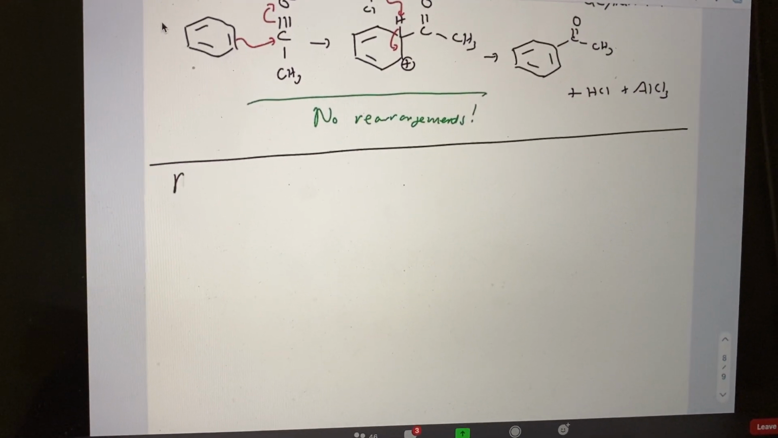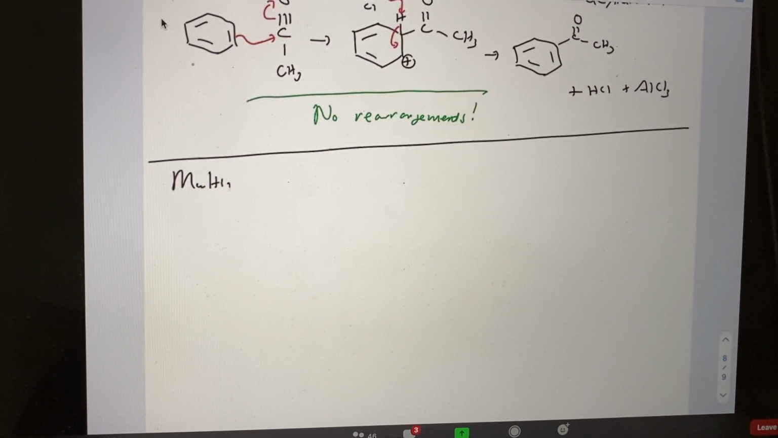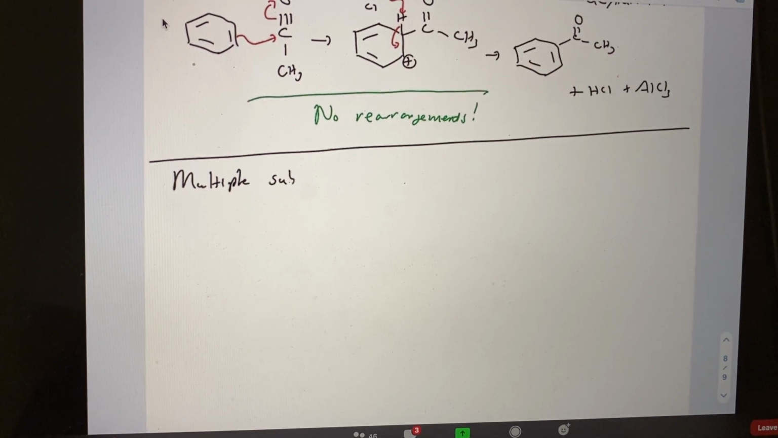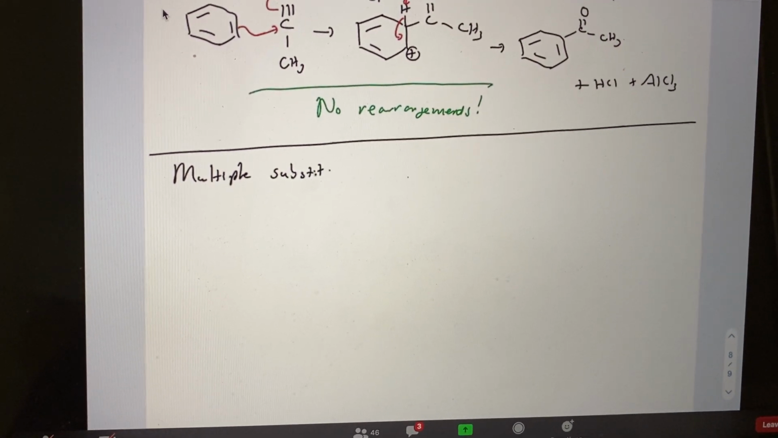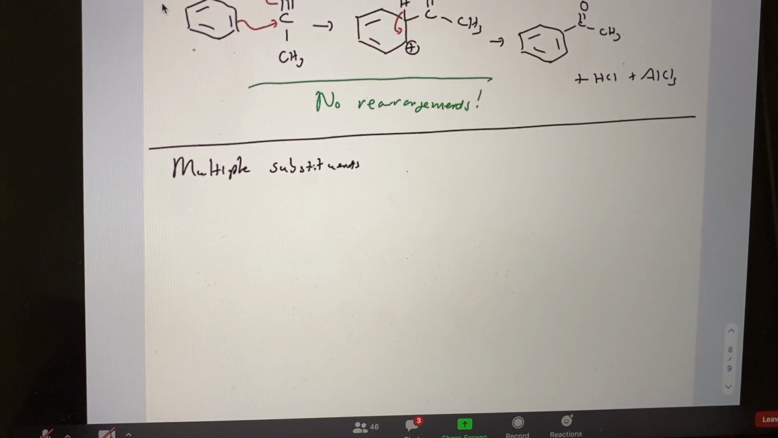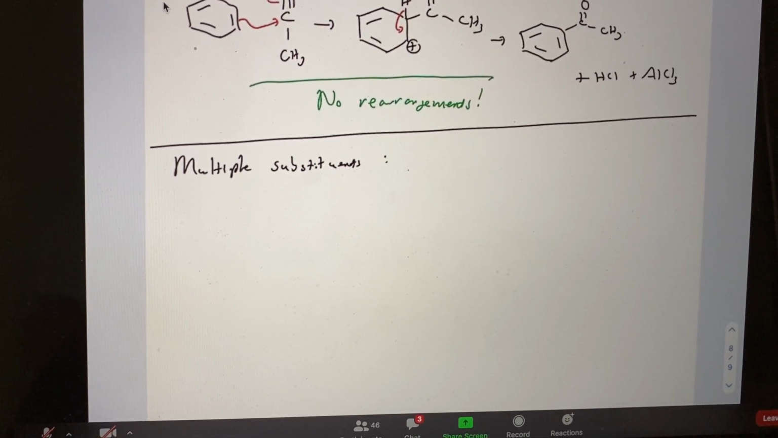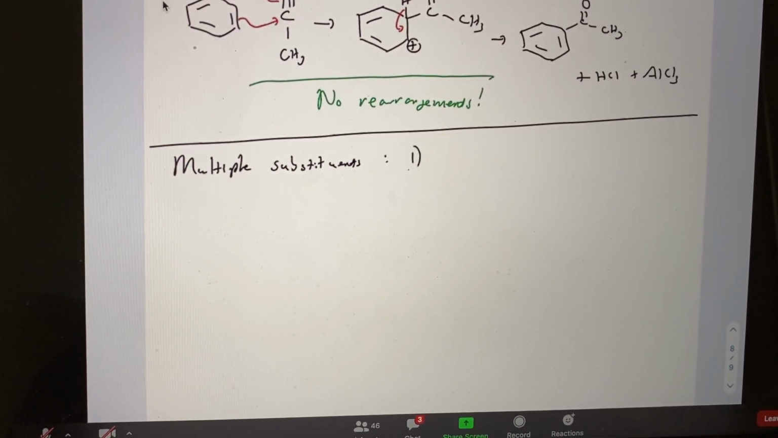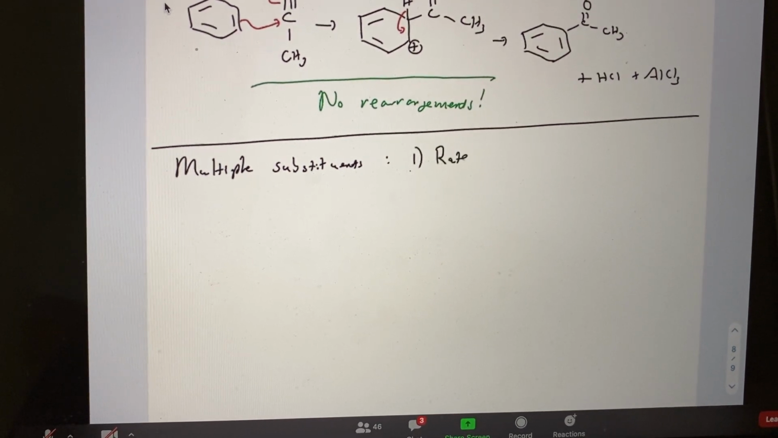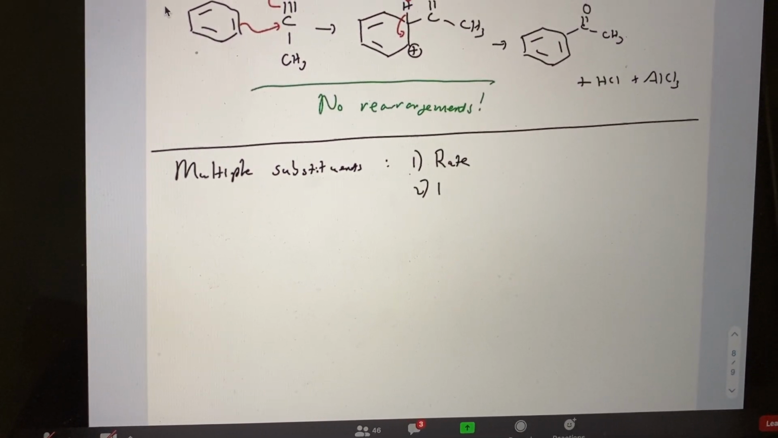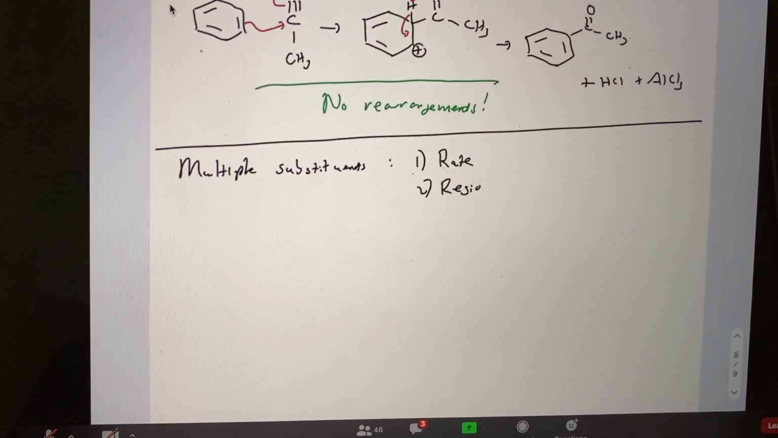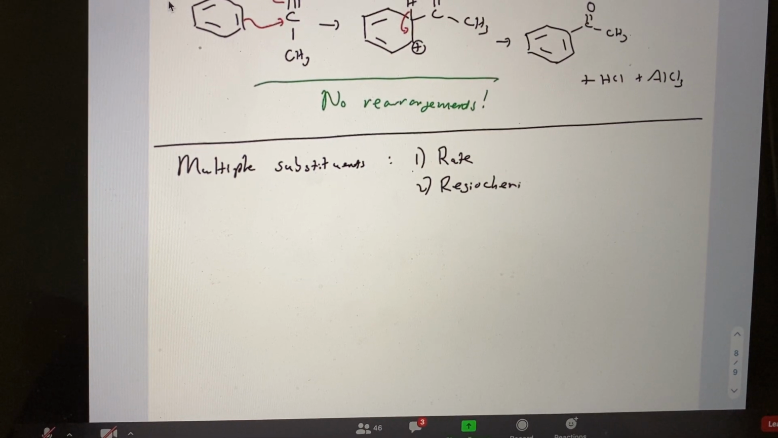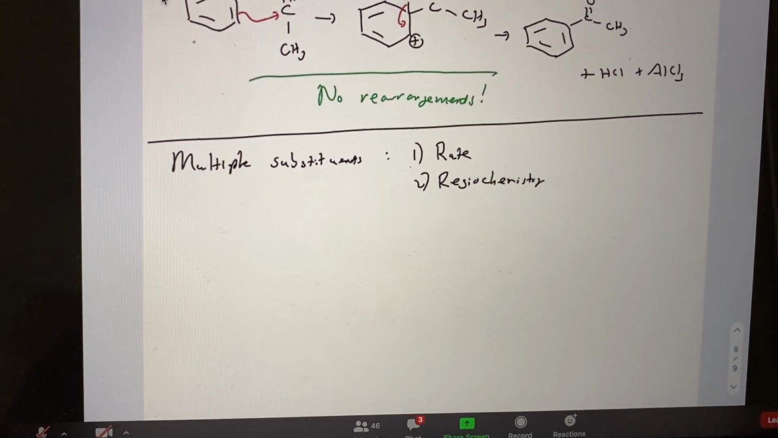So we're going to consider what about multiple, we'll call them, substituents. And there are 2 major things to think about. One is the rate of the reaction, and 2 is the regiochemistry. We'll define these terms a little bit more here.